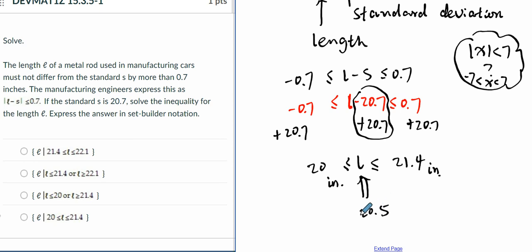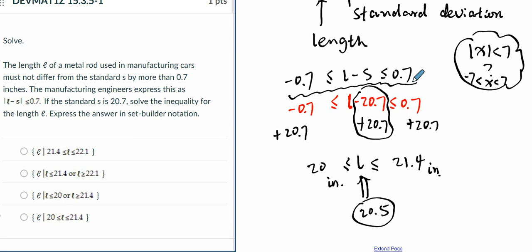Okay. For example, if you plug in the value, let's say 20.5, you may say 20.6. Oh, that's fine. Is 20.5 in between? Yes. Greater than 20, less than 21.4. You plug in here to calculate, you will see it satisfies this inequality.